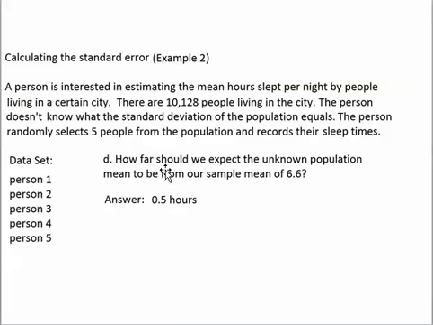And how far do we expect the unknown population mean to be from our sample mean? Well, the standard error was 0.5, so that's how far we expect it to be. We expect the population mean to be about 0.5 from the sample mean on either side.